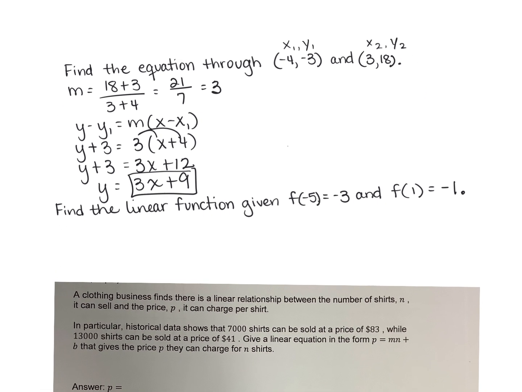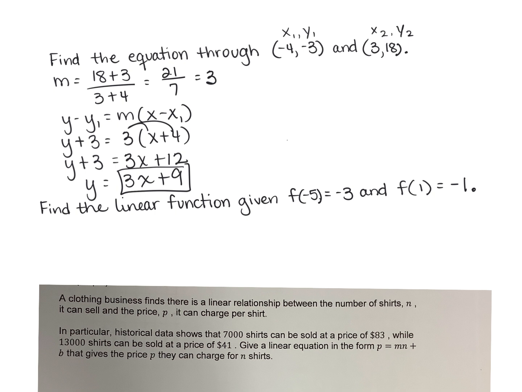All right, they can also ask you to do the exact same thing, and instead of giving you actual ordered pair points to look at, they're giving you those bits of information so that they're in function form. So this ordered pair point is negative 5, negative 3, and this ordered pair point would be 1, negative 1, and you'll do the exact same process.